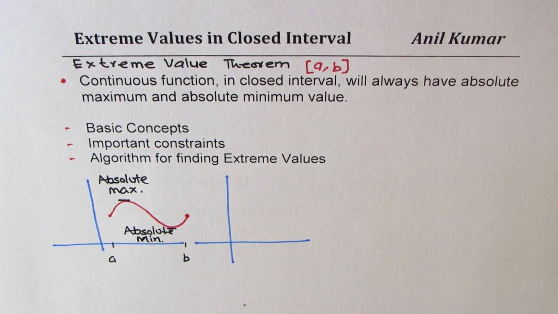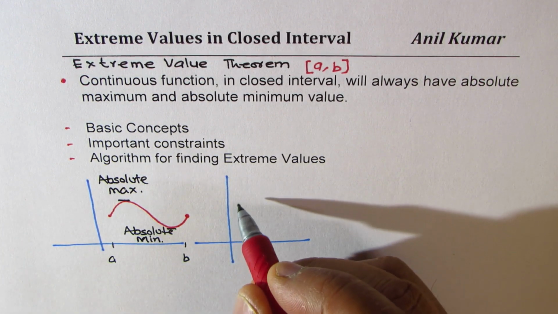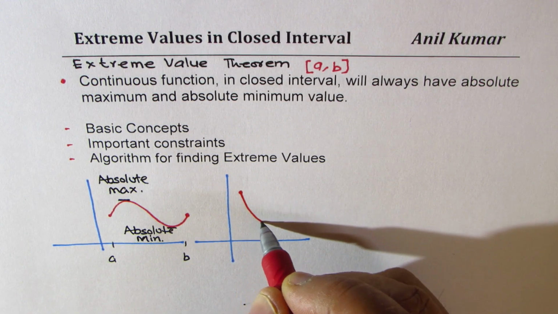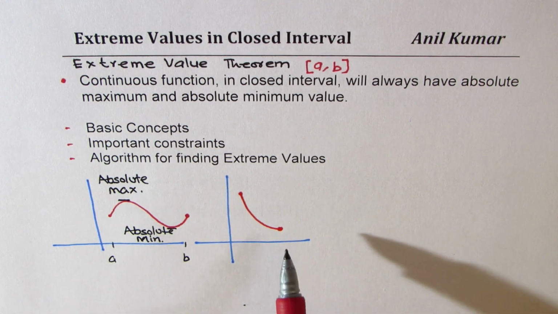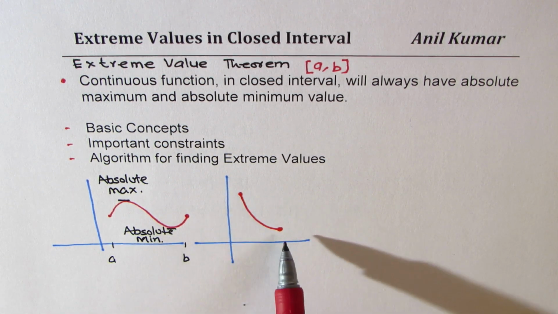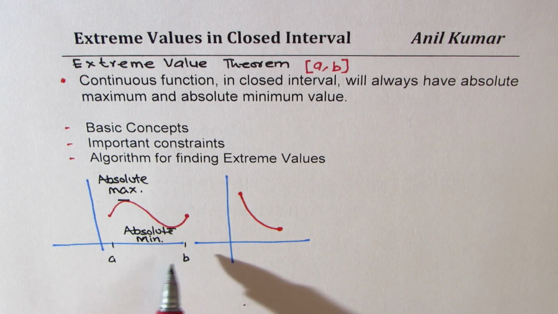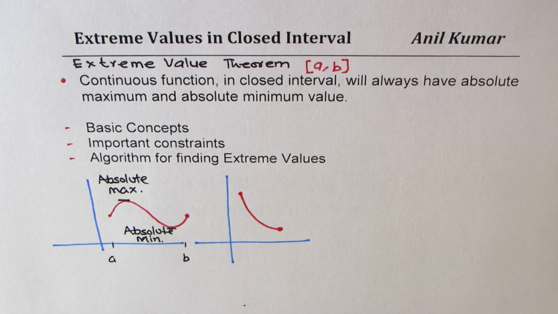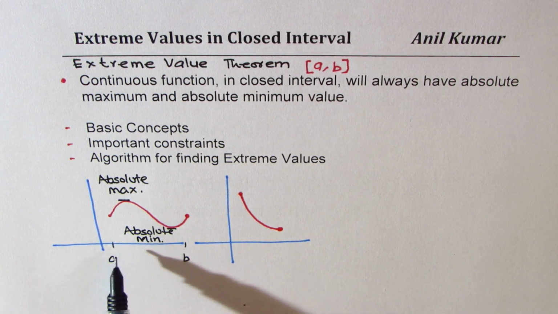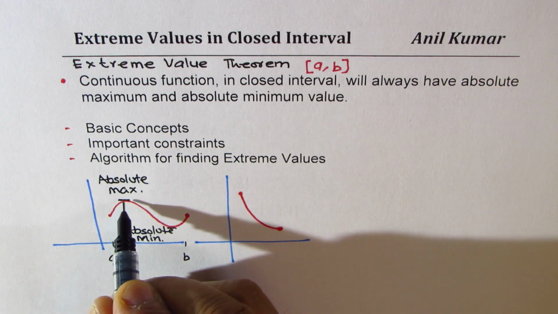as shown here, right? So the graph could be in different ways, like it could be like this also, kind of like this. You see one maximum value and one minimum value. So always in a closed interval there will be one value in between A and B. Let's say the value C.